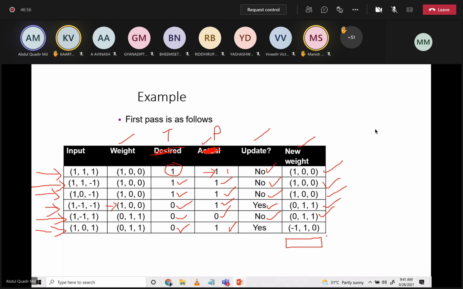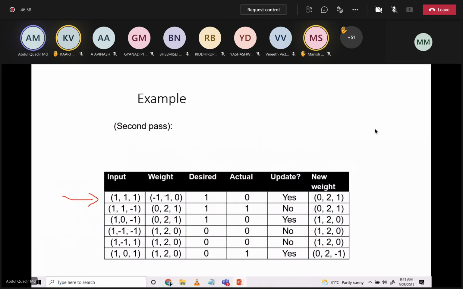So now the input is given. What is the target weight we have got? Minus 1, 1 and 0. The target is supplied as 1. When we run through the summation formula, sum from 1 to n of wi xi, and pass the summation value to the activation function, we are getting 0. So there is a mismatch, and we go for the weight updation formula. So we get the new weights.